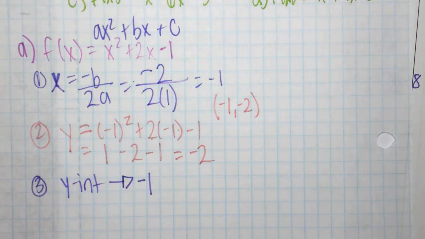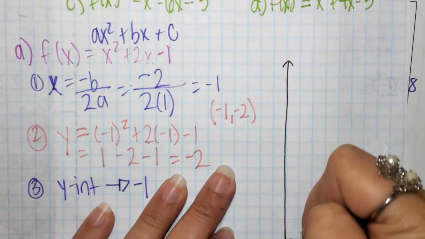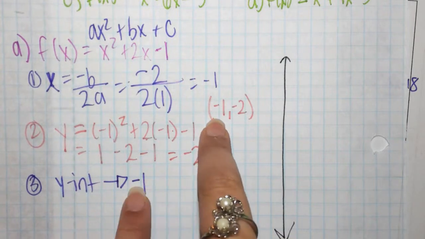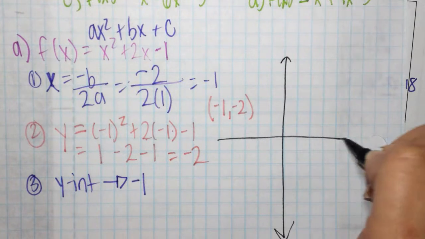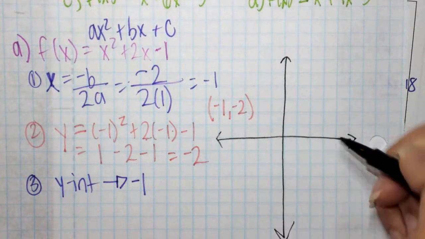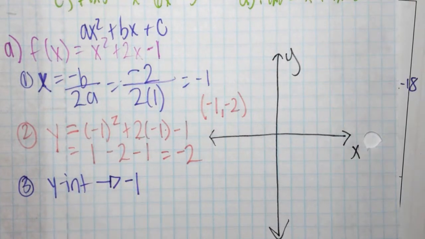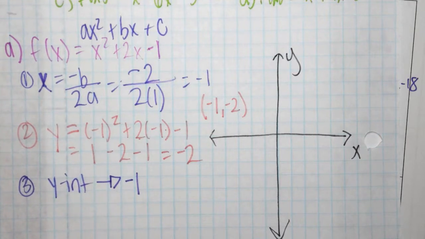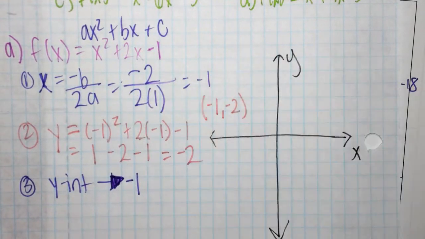Alright, let's graph. You forgot what we graph? We graph the y-intercept, and we graph our axis of symmetry. This is an arrow. I should have colored it in. Is that better?